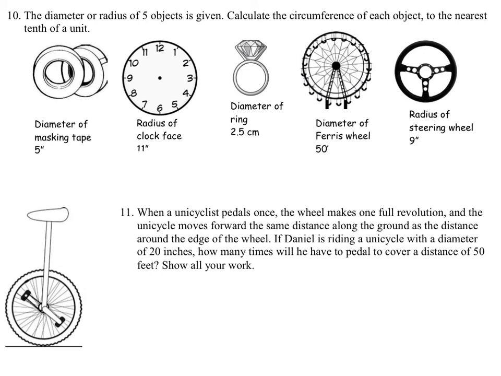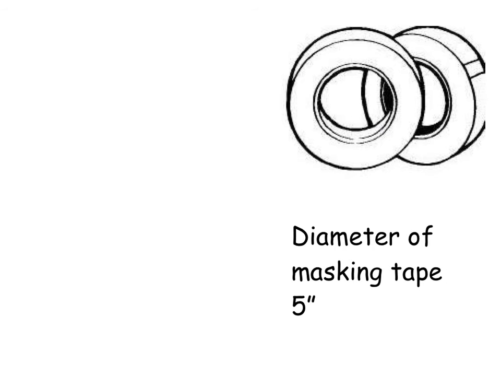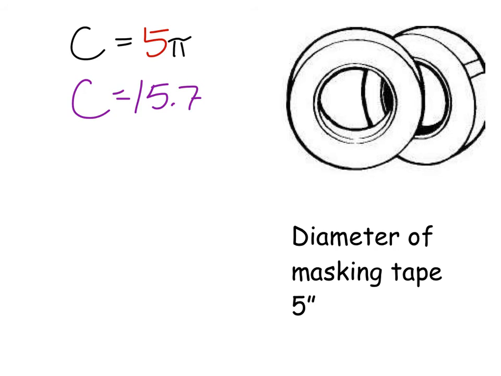The diameter or radius of these objects is given. Calculate the circumference of each object to the nearest tenth of a unit. All right, so let's look at the masking tape. The diameter of this masking tape is 5 units. Now the circumference is what we want, so we're going to multiply 5 times pi. And that should give us 15.7, but the answer is not just 15.7. It's 15.7 inches. Very good.